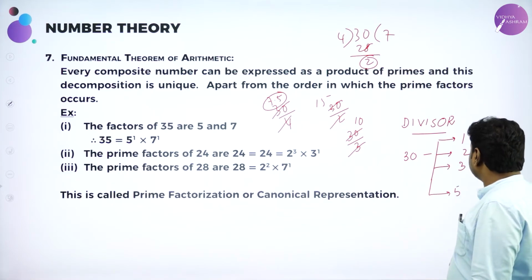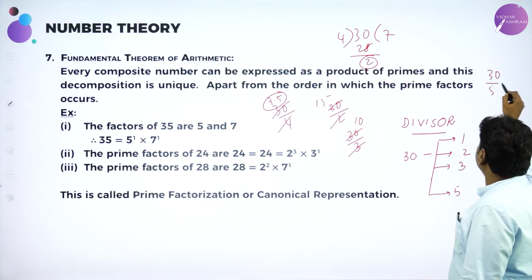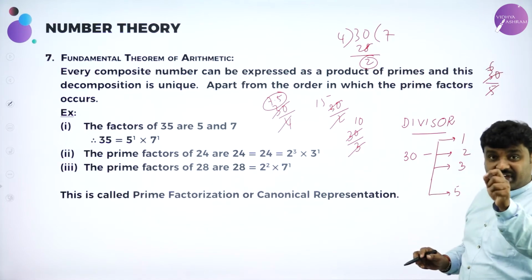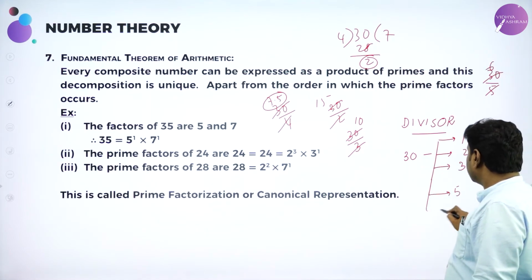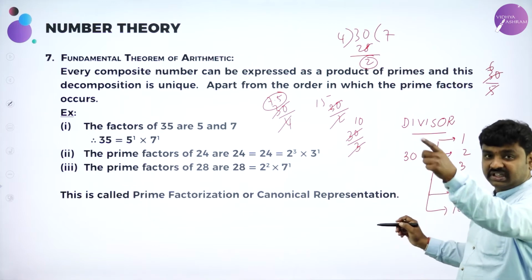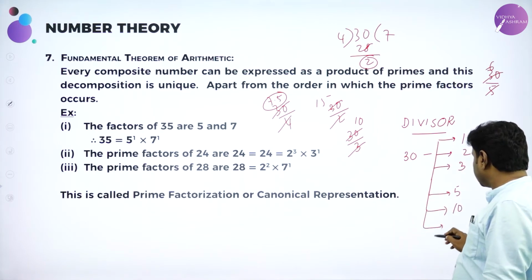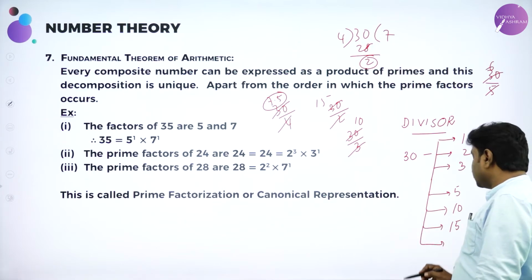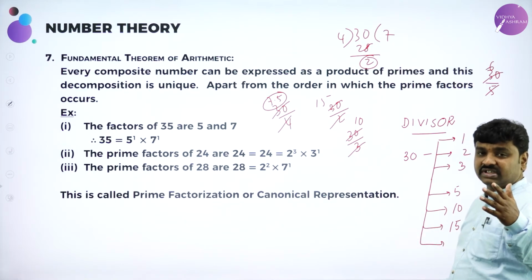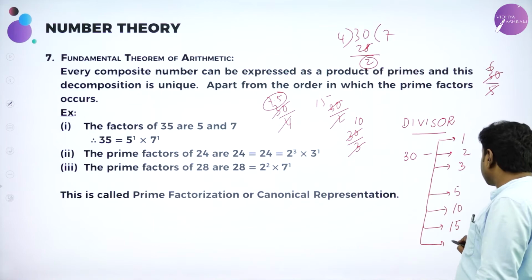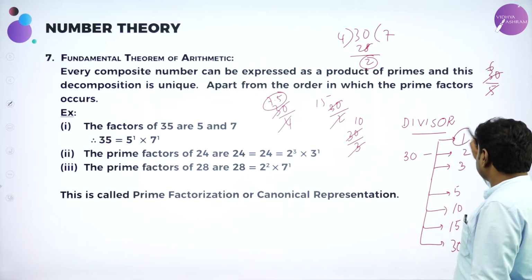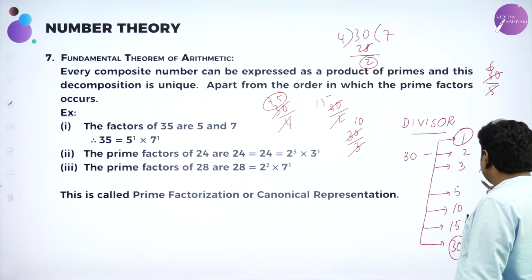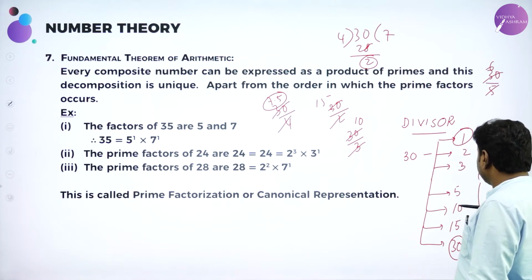What about 5? Yes, 5 divides. 30 divided by 5. 5 6s are 30. So 5 is a divisor. What about 10? 10 is a divisor. 10 3s are 30. What about any other number? 15. 15 2s are 30. 15 is a divisor. 20 is not a divisor. 25 is not a divisor. 30 itself is a divisor. Other than that, I could select these many numbers: 2, 3, 5, 10, 15.